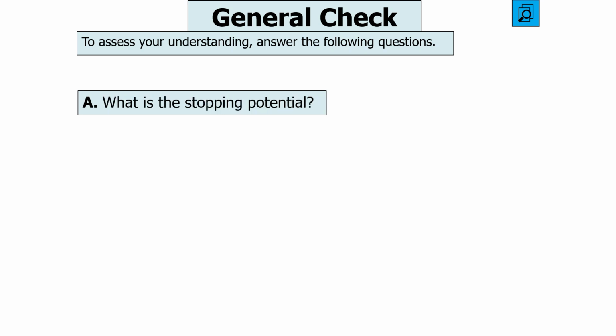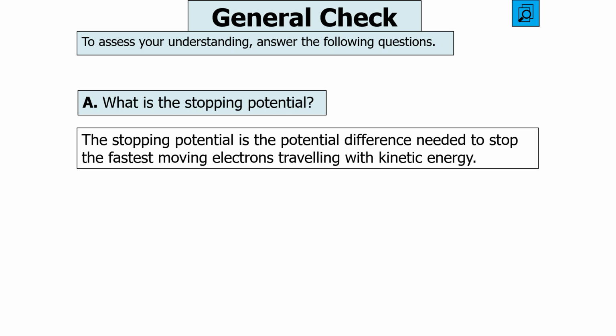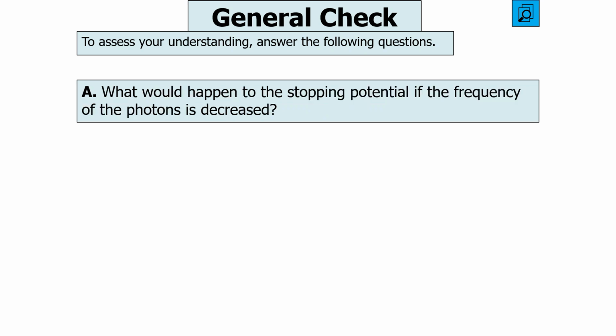Pause the video now, then unpause the video when you want to go through your answer. The stopping potential is the potential difference needed to stop the fastest moving electrons travelling with maximum kinetic energy. The next question says, what would happen to the stopping potential if the frequency of the photons is decreased?